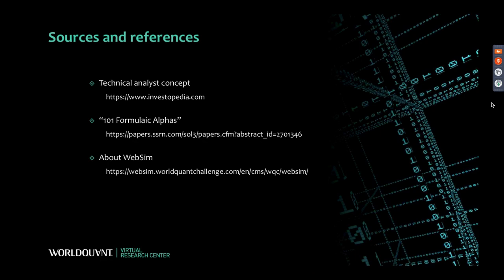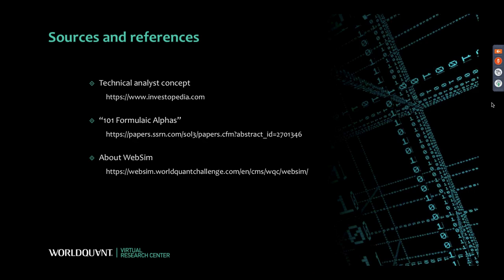And to finish it, we always have the sources and references. So Investopedia gives you a lot of info on technical analysis and the concept of technical analysis. The paper of 101 formulaic alphas, and of course the Websim help.